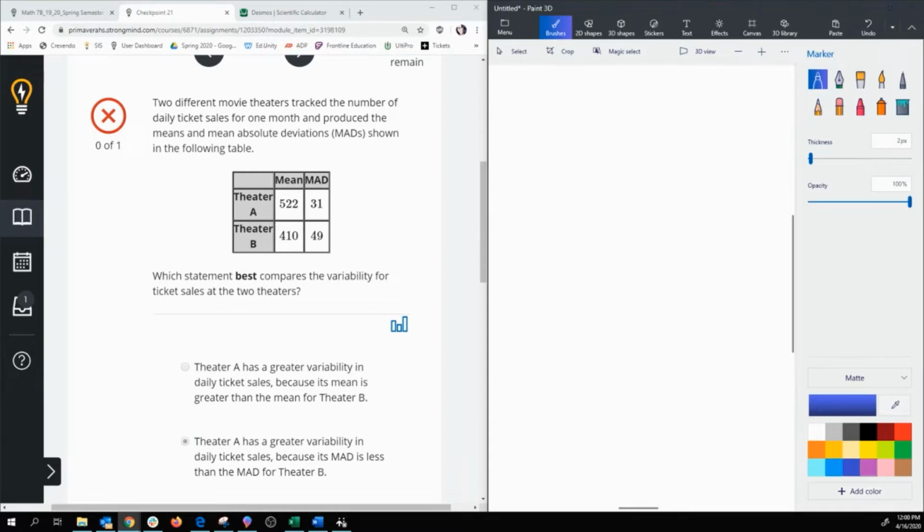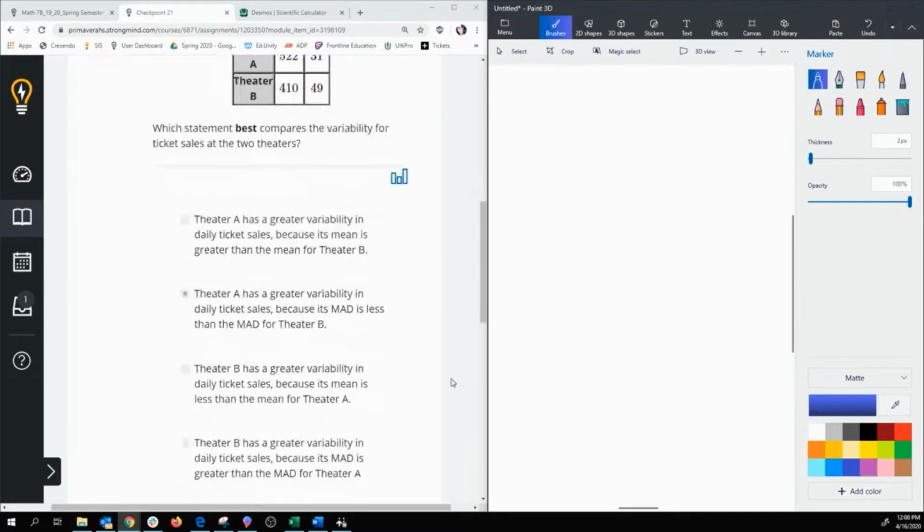All right, so 2 different movie theaters tracked the number of daily ticket sales for 1 month and produced the means and mean absolute deviations shown in the following table. Which statement best compares the variability for the ticket sales for the 2 theaters? Okay, so when it's asking variability, that's saying which theater essentially has their lowest and their highest point closest together, I'm assuming. Let's read through these answer choices and see if we can figure out what this question is asking for.